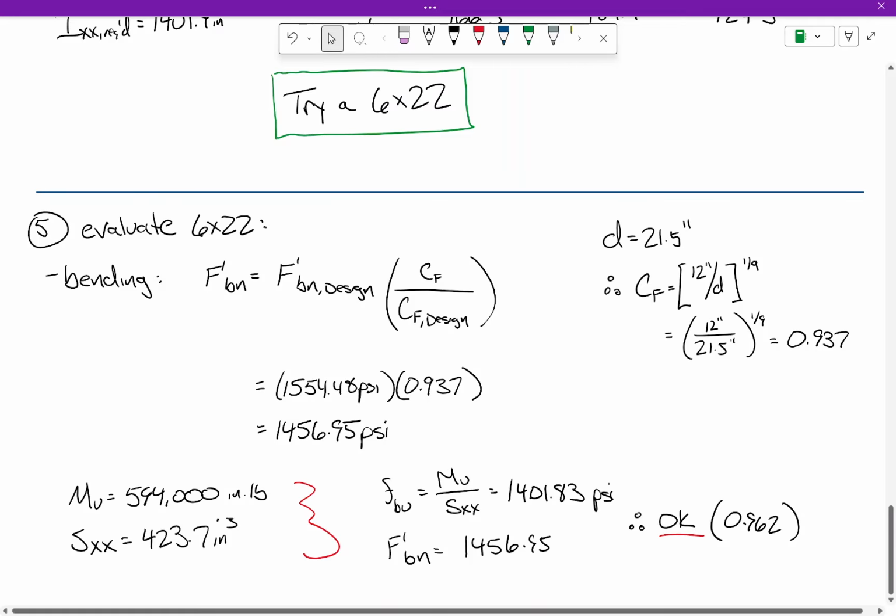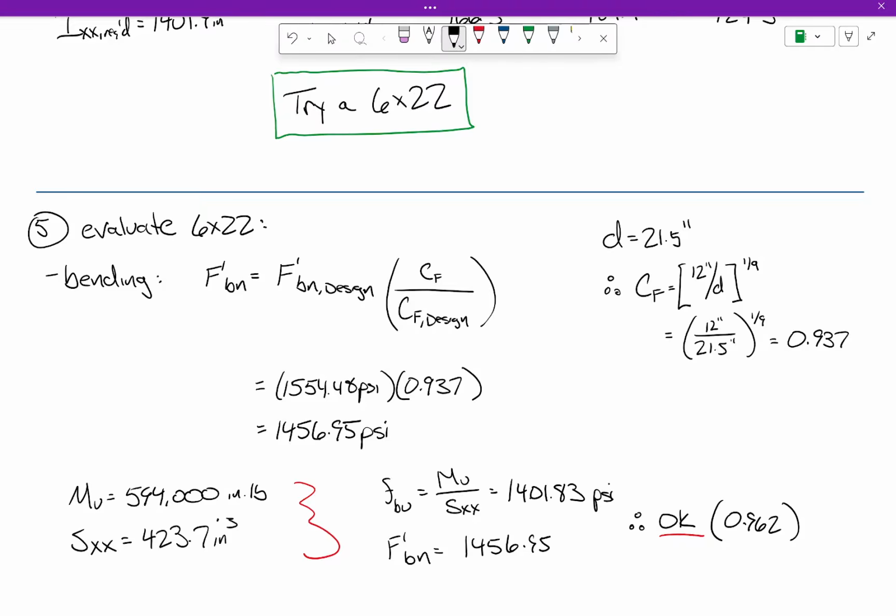So the big thing to keep in mind is at this point we're looking at the actual design, the actual properties of the 6x22. So for our bending stress, we calculate an F'Bn. We have to update the F'Bn for design, but all that basically means is just multiplying by the new size factor and dividing out the old one. Now our old one was 1, so we're really just multiplying by our new size factor. But if we assumed something that wasn't 1, we'd have to account for that.